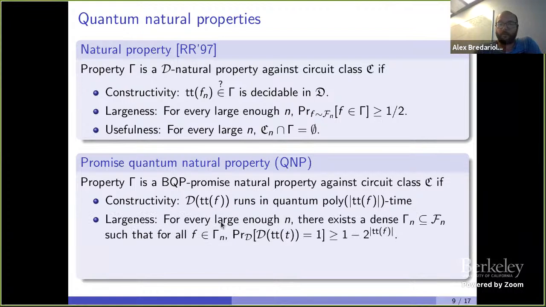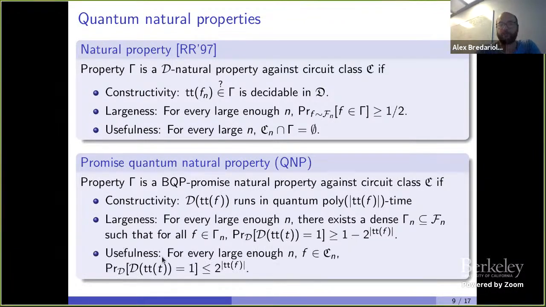And we want that for large enough n, there exists a dense set Gamma n, so let's say a constant fraction of the functions on n bits. It turns out that this algorithm outputs 1 for every input in this dense set with probability exponentially close to 1. So again, morally saying that if you pick a random function of size n, this quantum algorithm should output 1 with very high probability.